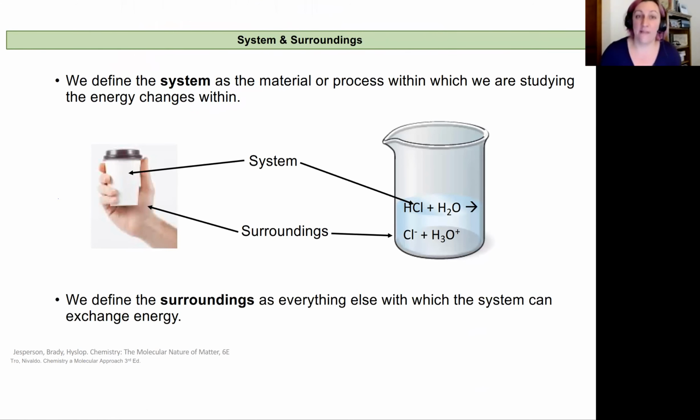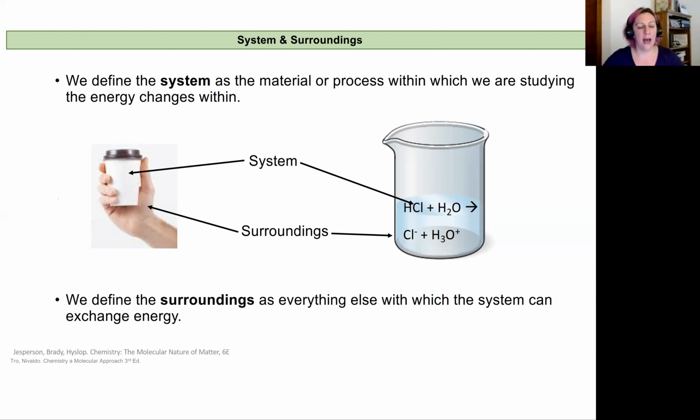Another set of definitions to set up before we go deeper is the difference between a system and the surroundings. We're going to continue with this coffee cup analogy for a little bit longer, and now we're going to try to translate it into a chemical reaction. A system is the material or the process we're studying the energy changes within.